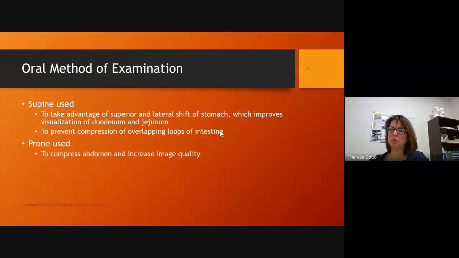We use prone to compress the abdomen. It increases the image quality because anything closest to the IR looks better. But it's also compressing those overlapping loops of bowel. So it's all radiologist preference, depending on what they're trying to see.